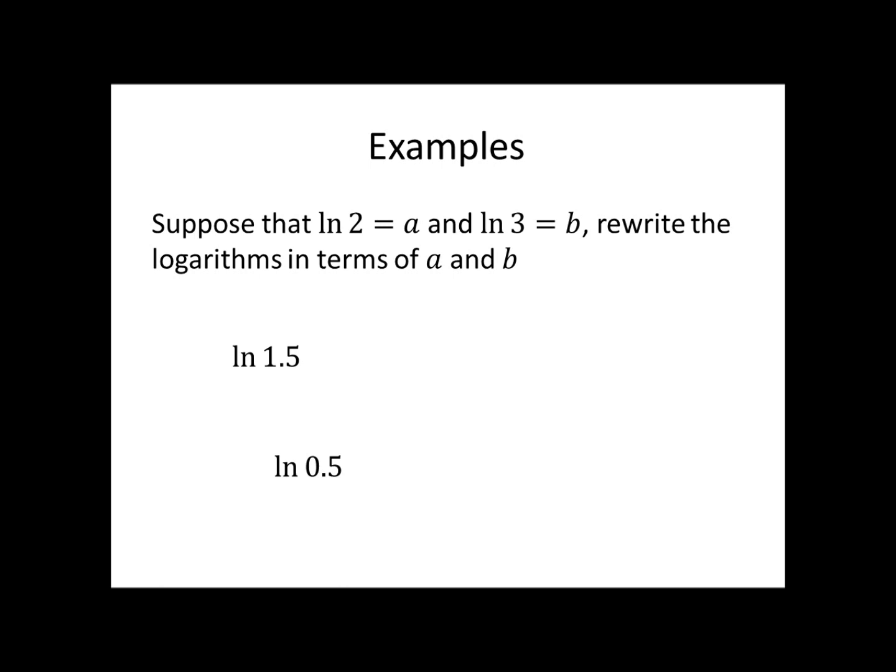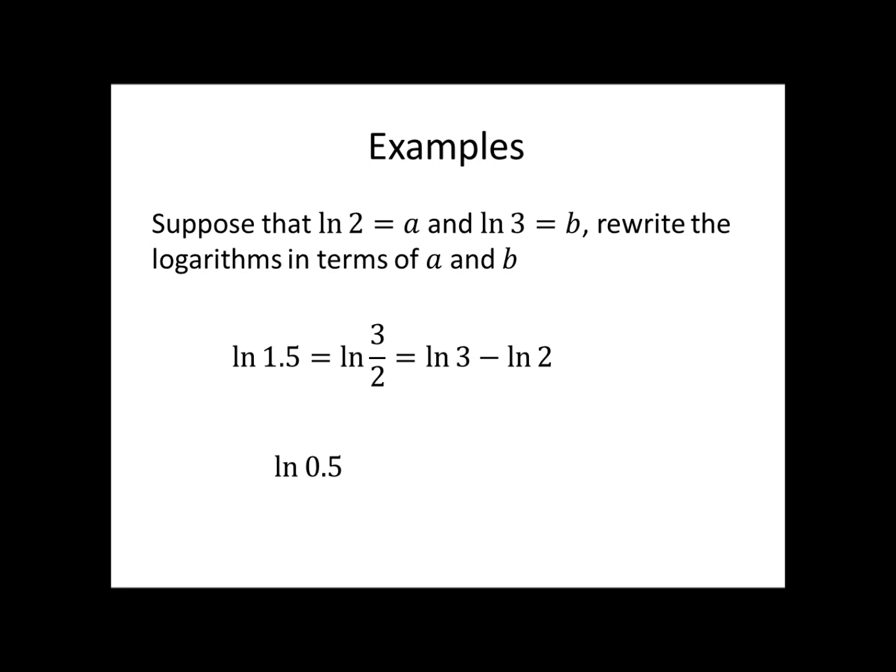So really my first step is to tease out where's my 2 and where's my 3 hiding. So if you stop and think, 1.5, how could I rewrite 1.5 using 3's and or 2's? Well, pretty easy. 1.5 is 3 halves. So now I start to see that 3 and that 2, but I need to make it a natural log of 3 and a natural log of 2. Well, I'm going to use that property of logarithms that says make it the natural log of the top minus the natural log of the bottom.